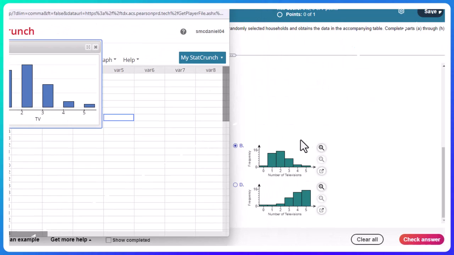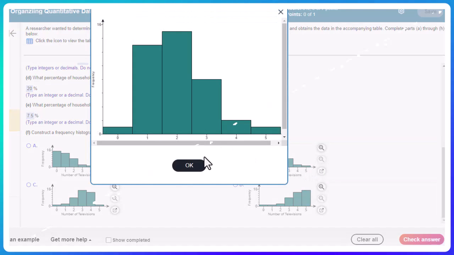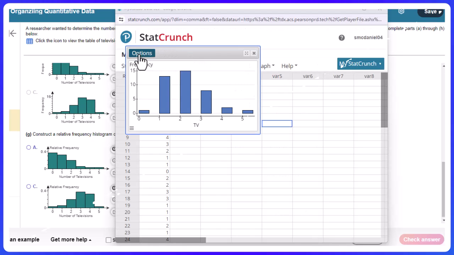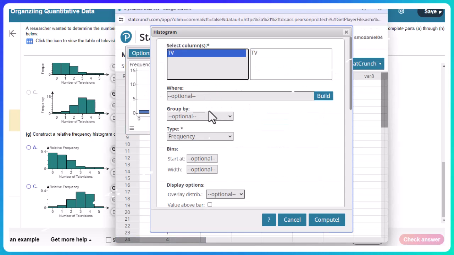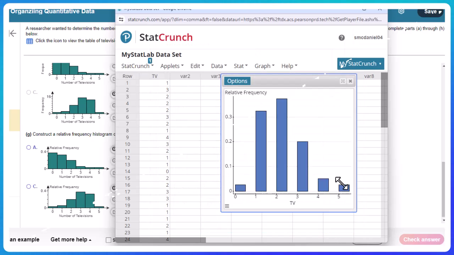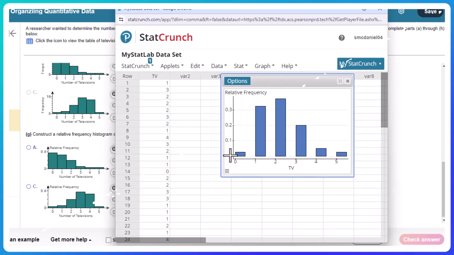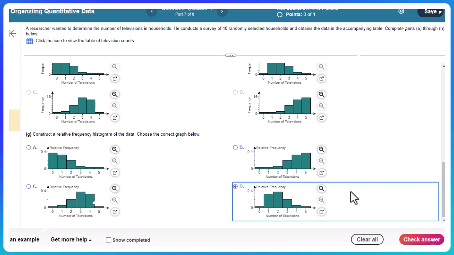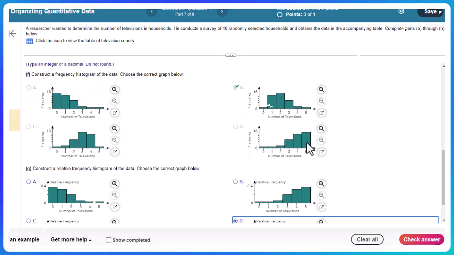Let's take a look. I can expand that. Looks good. Now a relative frequency distribution. Now we don't really have to do this, but let's go ahead and do it. Options, edit, and change that to relative frequency. And what do we notice? The shape is exactly the same. The only thing that changes is this vertical axis. So which one of these has the same shape, vertical axis change? This one right here. Notice that D and the one we picked up here are exactly the same shape.